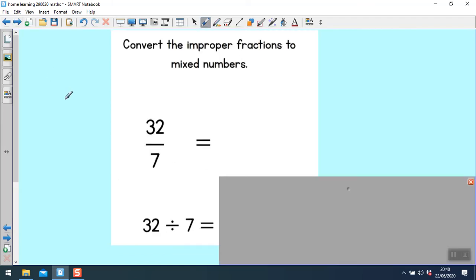Can you convert the improper fractions to mixed numbers? Remember, this means divide, so you've got to do 32 divided by 7. Pause the video while you have a go at working this out.